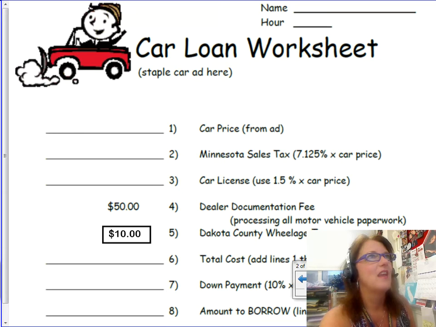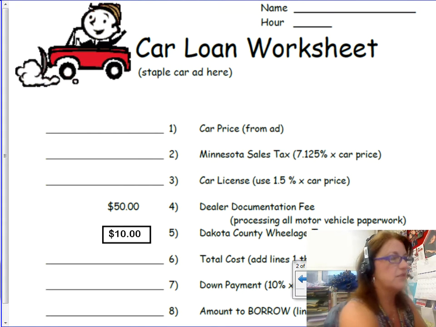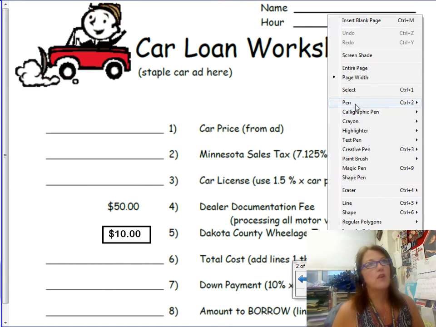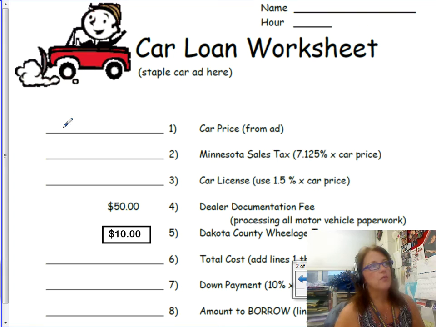All right. Here we go. Okay. So the first thing you have to do is find your car and tell me what the price is from the advertisement that you've got. So I'm going to walk you through, and I'm using my numbers. You have to put in your numbers. So let's just say my car happened to cost $12,000. Okay, so I'm going to put that here.